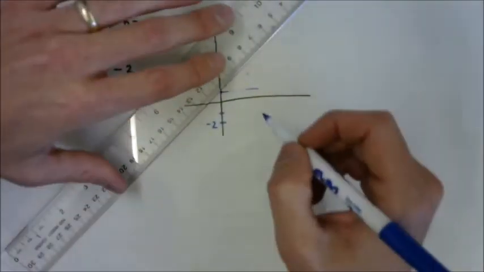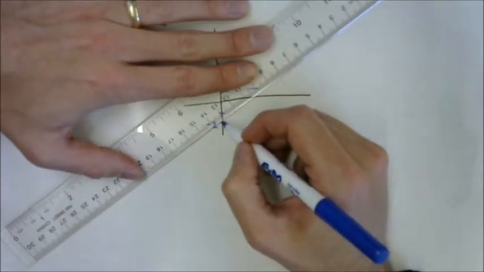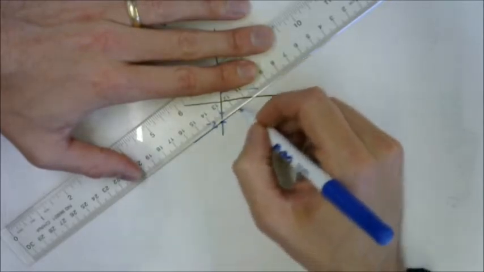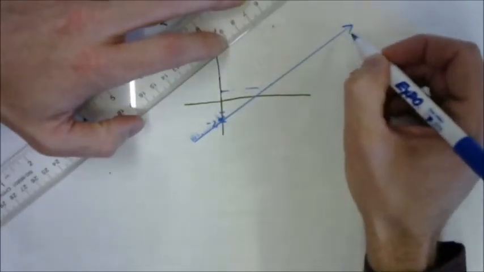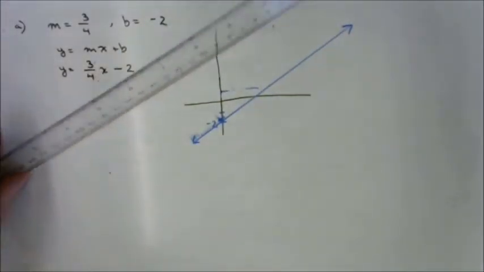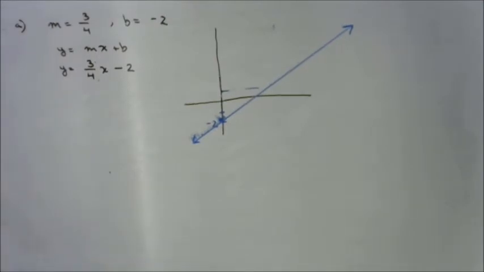Your line should end up looking something like this. Remember, a line goes forever. So we have to put the arrow thing? Yep. Mr. B, it doesn't matter how many times you go up 3 over 4 because it's a line, right? Correct. You could go up 6 over 8.